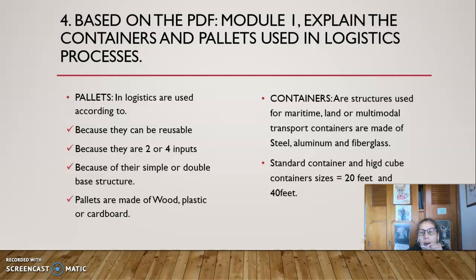Containers are structures used for maritime, land, or multimodal transport. Containers are made of steel, aluminum, and fiberglass. Standard containers and high cube containers come in sizes of 20 feet and 40 feet.